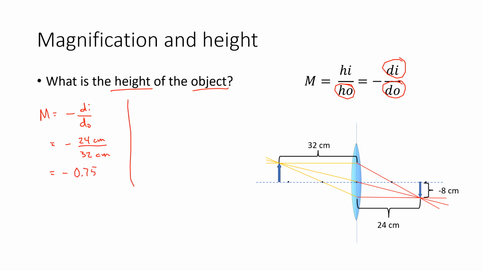Great. Now we can use that, we have the M now, we can solve for this guy because we have the height of the image, which is here. So M equals HI over HO, and if we want HO, we can just switch it with the M, right? So HO equals HI divided by M. HI is negative 8 centimeters, and the magnification is negative 0.75. And so that comes out to pretty close to 11 centimeters. Yeah, so there you go.